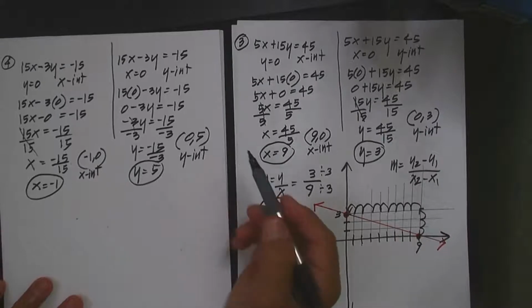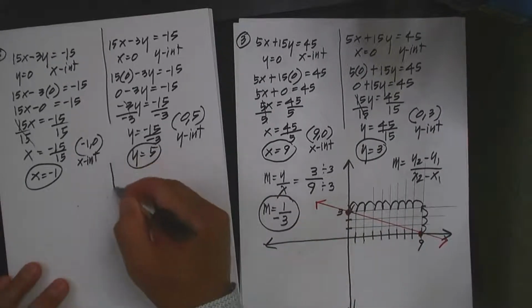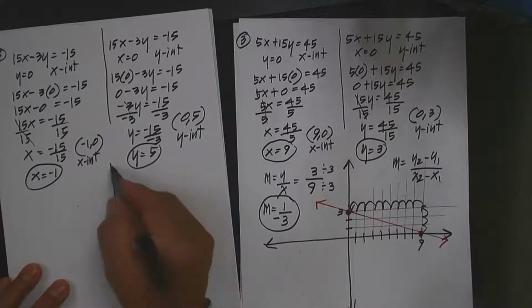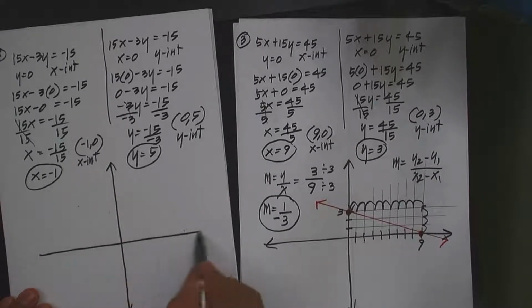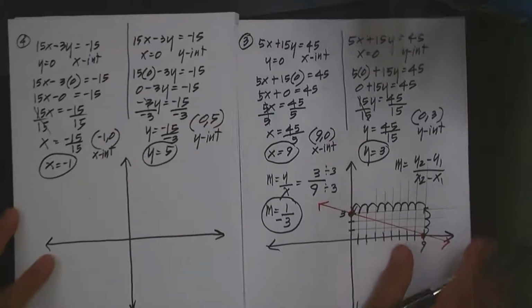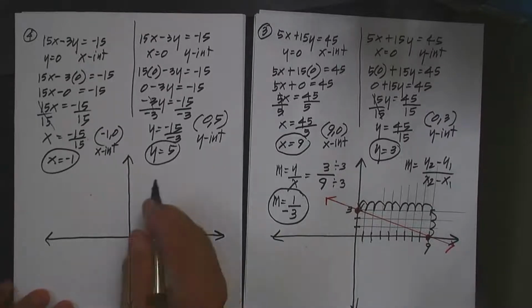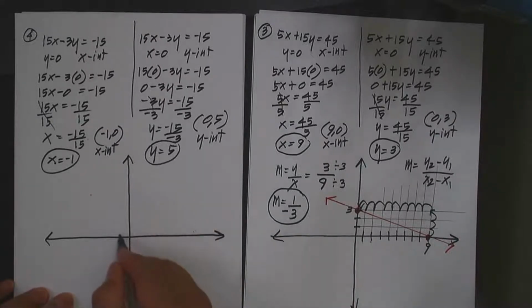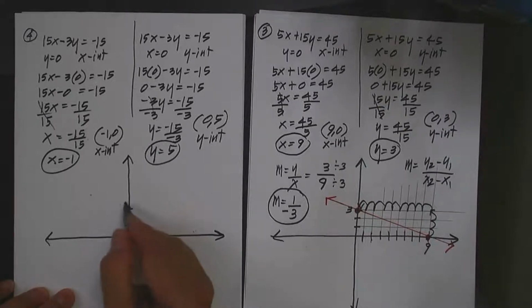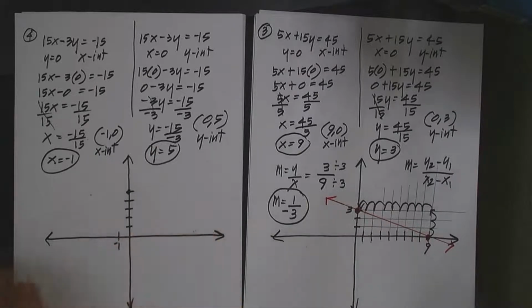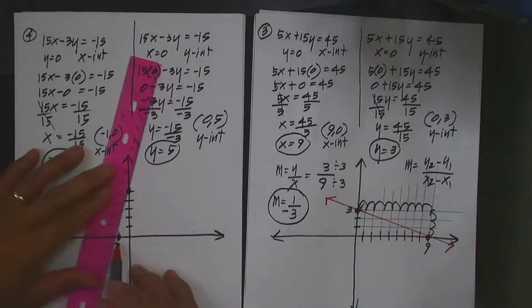Okay, so let's graph. What do you think will be the slope here? Is it positive or negative? Any guess? What will be your slope here? Okay, this is negative 1, and this is 1, 2, 3, 4, 5. So this is the first point, this is the second point, and then you connect those two.